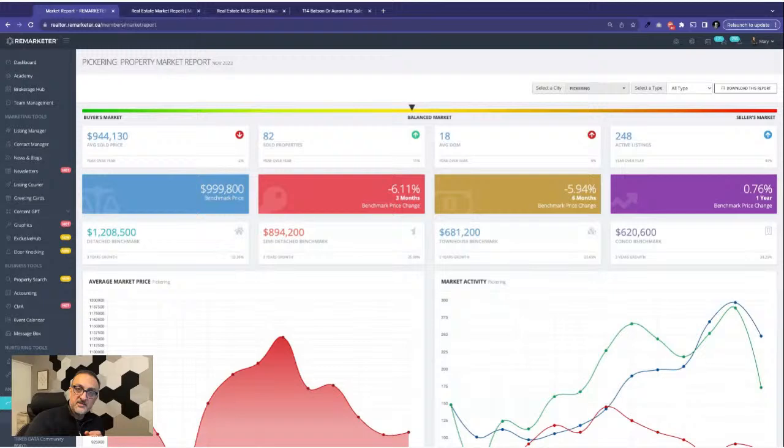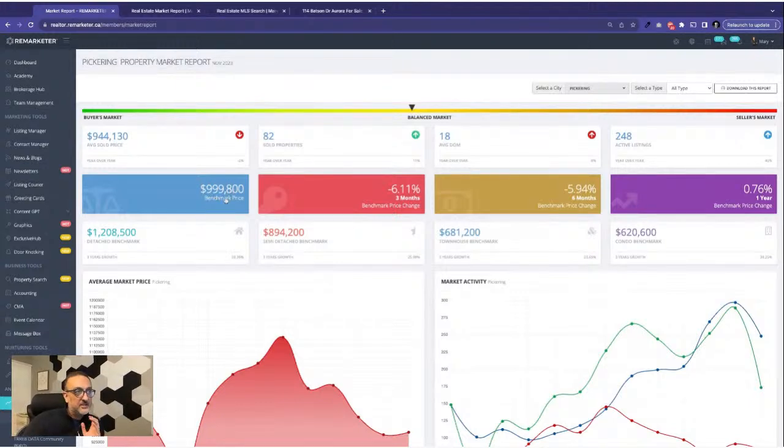So the benchmark price is still correct, but the average price is a lot higher because there's a lot more demand. And that usually shows you that the market should be in the seller's market areas, when you see a higher average price compared to the benchmark price, and the other way around as well.